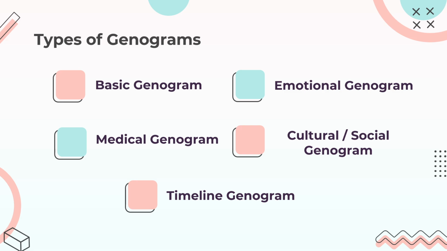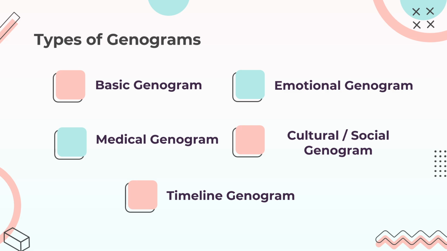The basic genogram is nothing but you are simply showing the different people in the family. You're just showing how they are connected and what kind of communication they have. So likewise you're simply showing it. That is what the basic genogram is about. The second one is the emotional genogram. When we say emotional genogram, here you are explaining the emotional dynamics in the family.